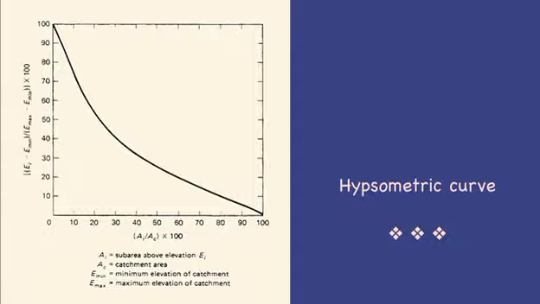Elevations relative to the minimum elevation are expressed in percent of the maximum elevation difference. Partial areas are expressed in percent of total catchment area. Percent elevations are plotted versus percent partial areas to obtain the hypsometric curve.